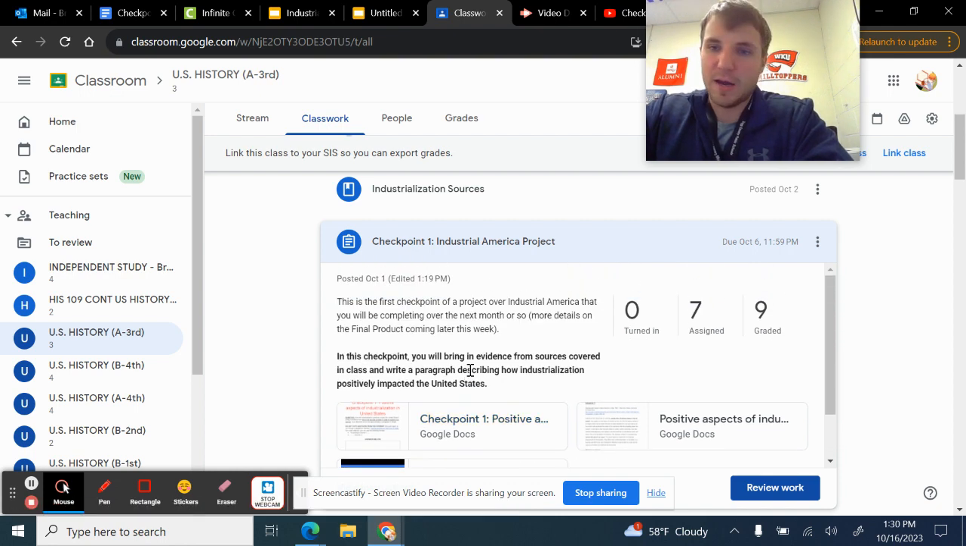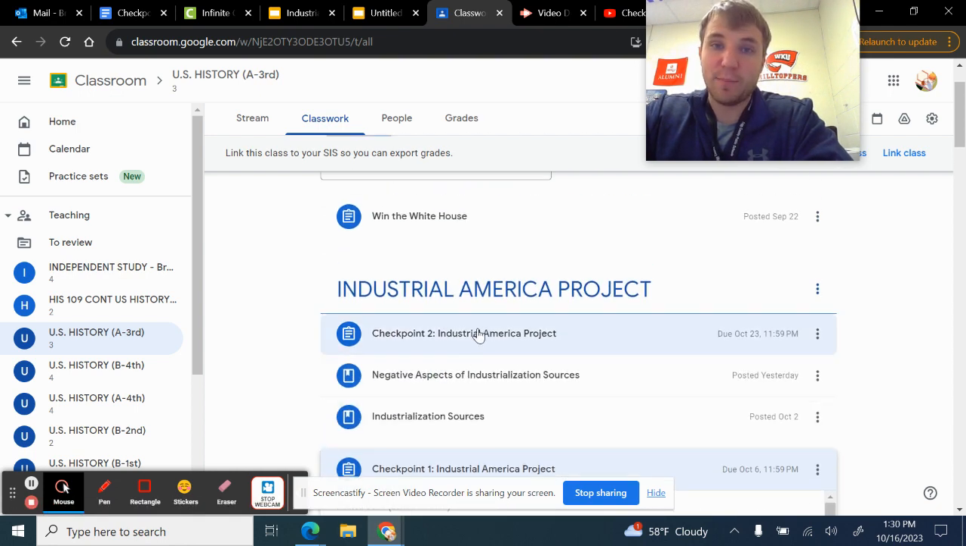Do not copy and paste from the internet, but you need to do checkpoint 1 and checkpoint 2. It needs to be a whole paragraph, 5 to 7 sentences with evidence from the sources. And again, the videos are going to help you out. I also have some sentence starters for you guys to help you out as well. There's no reason to not get this done. I'll even give you ideas on what you could talk about.